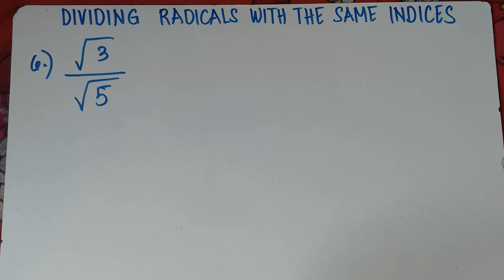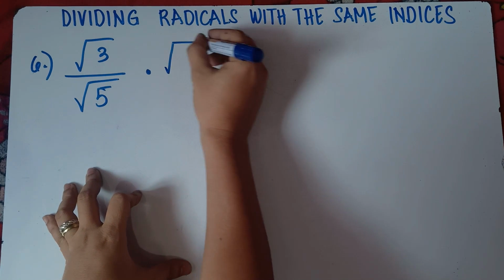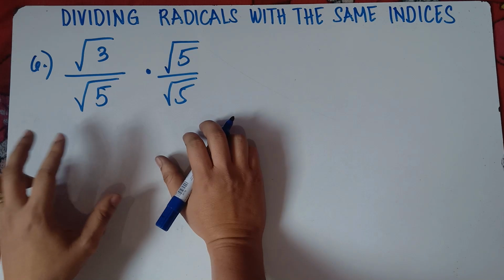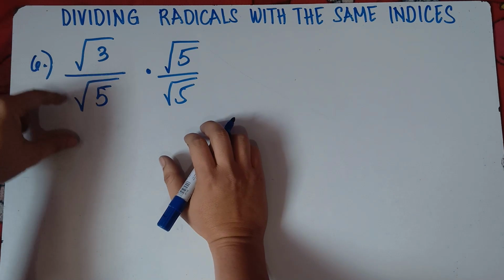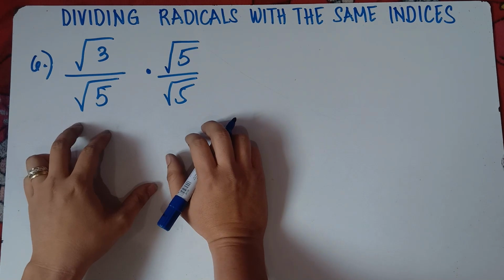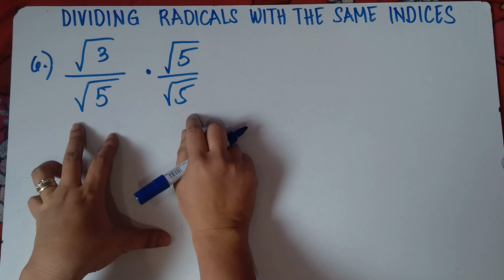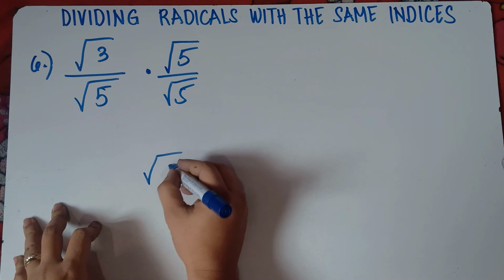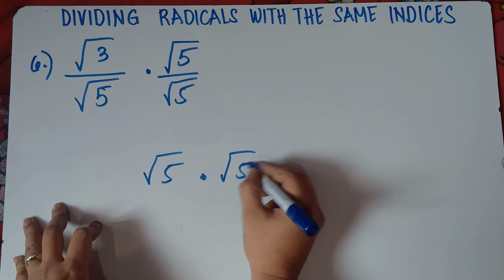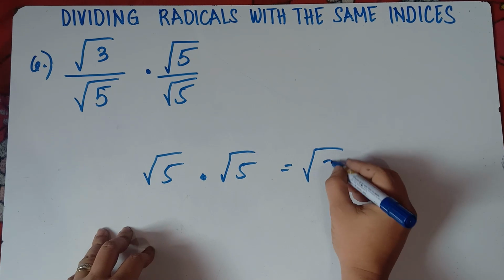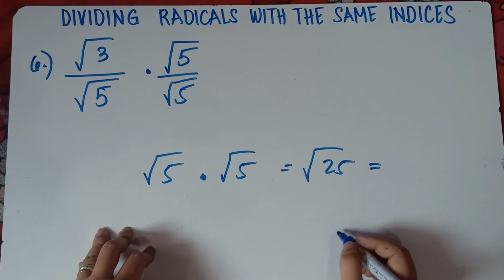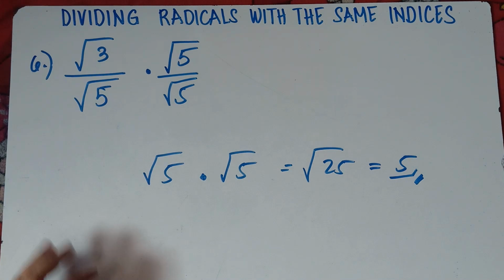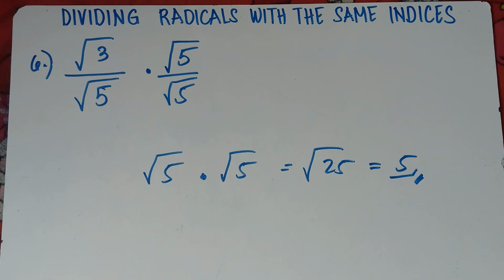To rationalize, class, very easy. Just simply multiply this one by square root of 5 over square root of 5. So if there is a radical on the denominator, simply multiply with the same radical, both numerator and denominator. Why is that? Because square root of 5 multiplied by square root of 5 gives you square root of 25, right? And the square root of 25, that is 5. You just eliminated the radical on the denominator, class.